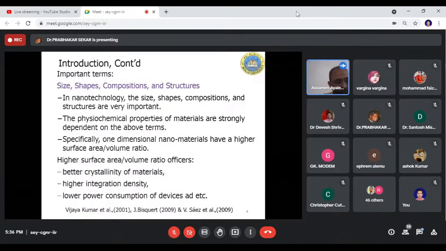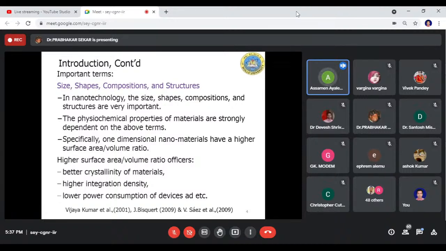The other point is that when we talk about nanotechnology, there are very important terms. The first one, as I told you, is that the size of the material or particle matters. The others are the shape of the material, the composition, and the structure. There is a difference between a bulk material and one whose size becomes very small, at the nanoscale. Such materials or particles show unique properties.